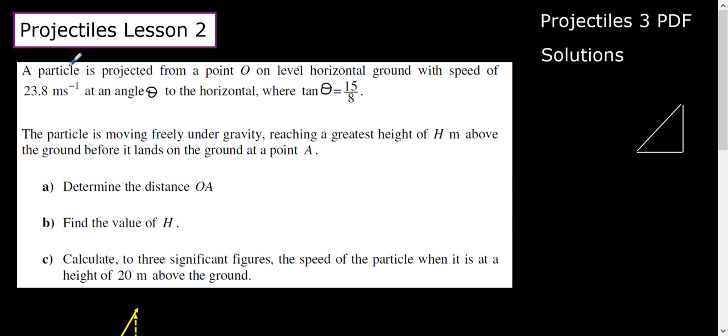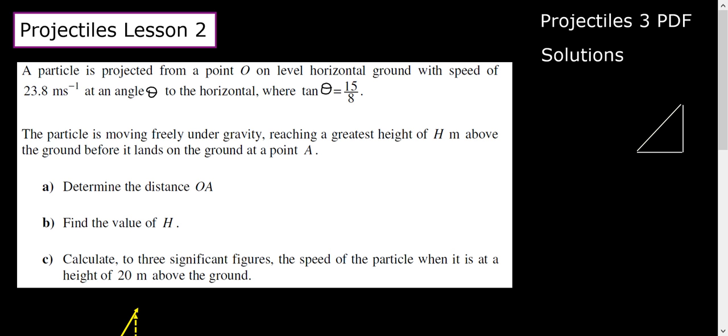So we have a particle projected from a point O on level horizontal ground, at a speed of 23.8 meters per second at an angle theta to the horizontal, where tan theta equals 15/8. The particle is moving freely under gravity, reaching a greatest height h, and then it lands on the ground at point A. So this is following the same theme as all of the questions that you have attempted so far. We have an angle, we have gravity, we have a greatest height, and we have a landing point.